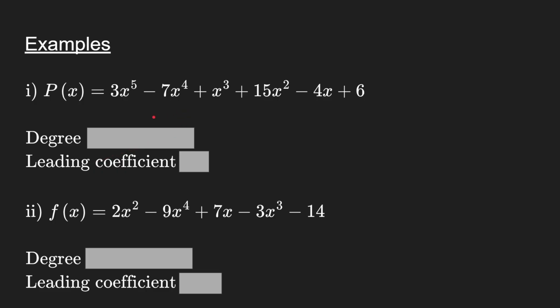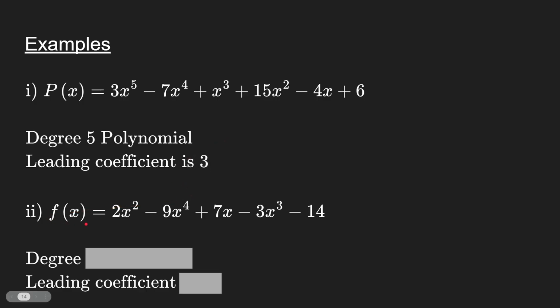But for now, let's talk about the degree. So the degree is whatever variable has the highest exponent. So I'm noticing here, the highest exponent is going to be 5. So our degree would be 5. So it'd be a degree 5 polynomial. And the leading coefficient, whatever is being multiplied into the x to the 5, so it'd be a 3. So the leading coefficient would be a 3 right here. Perfect. So let's move on to the second one.